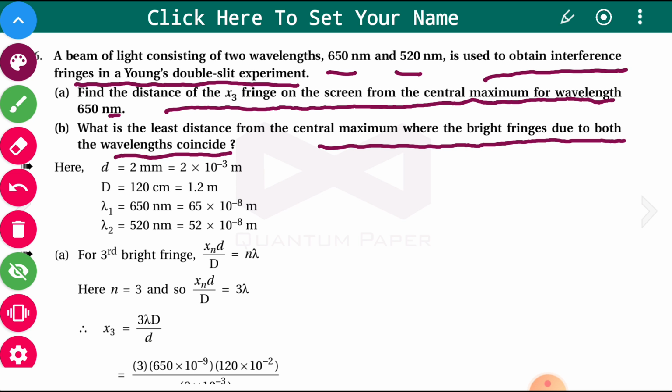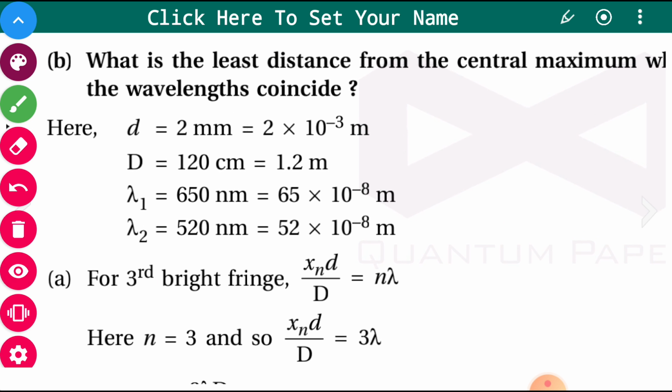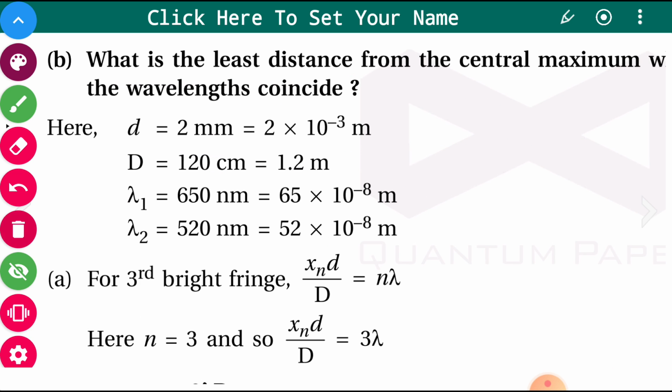Now see, different values are given to us. These values are to be taken like this: small d, the distance between S1 and S2, is 2 millimeter, 2 into 10 raised to minus 3 meter. These values are not mentioned, but we have to take these values. Capital D is 1.2 meter, and lambda 1, lambda 2, both the wavelengths are given.